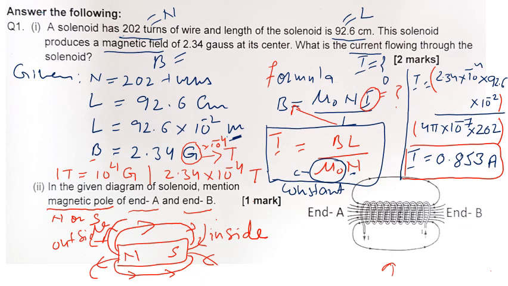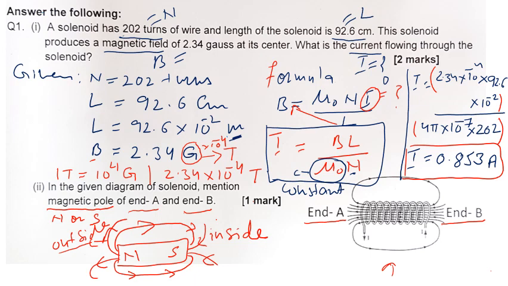You have to use this concept to decide whether this end is the north pole or the south pole, or whether that end is the north pole or the south pole, according to the direction of the magnetic field in the bar magnet. This is a bar magnet. So here you have to take care: from the north pole the magnetic field goes out, and into the south pole the field goes in. So this is inside.